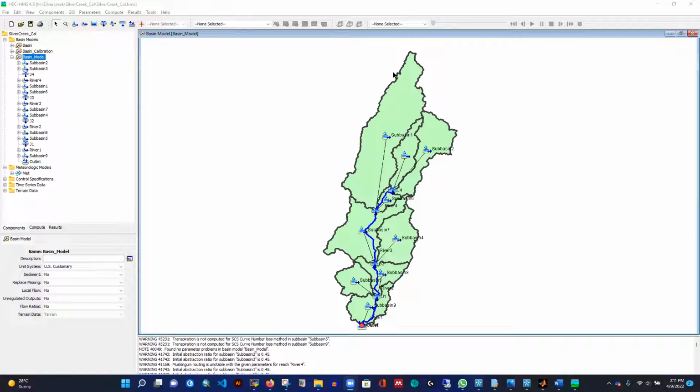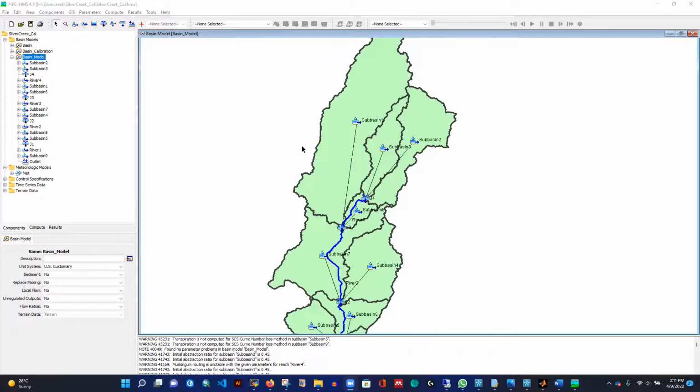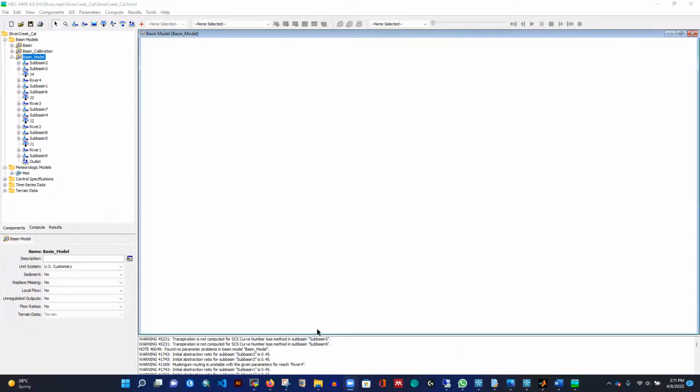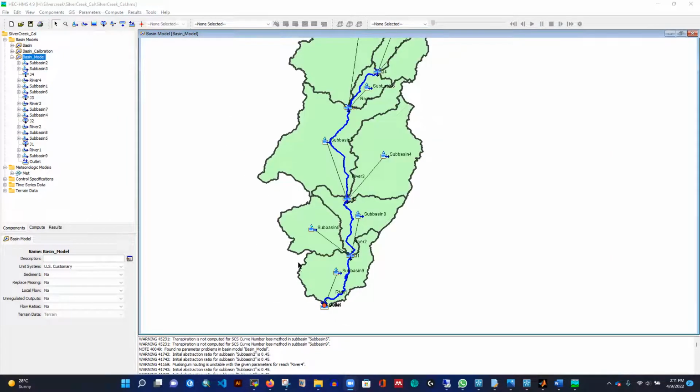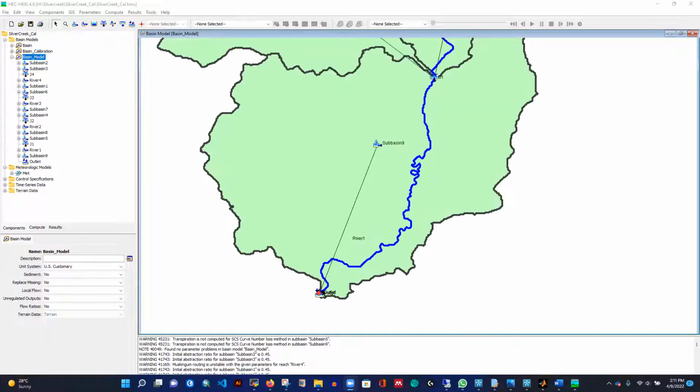So this model is pretty small, not that big, but if you can develop a model that is big, it doesn't matter. But here you can see I have only 9 sub-watersheds, sub-basin 1 to sub-basin 9, and I have only one outlet for this entire model. I didn't even add more because I have only observation data at the outlet of this watershed here.